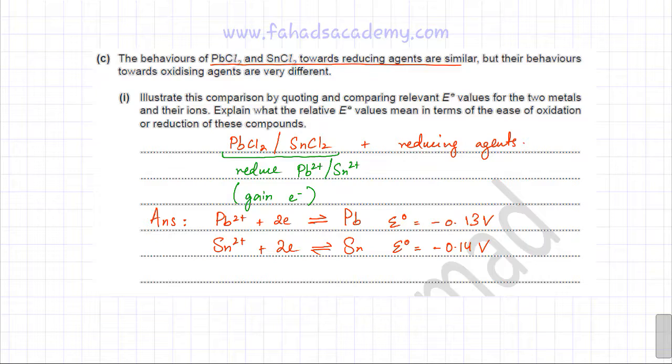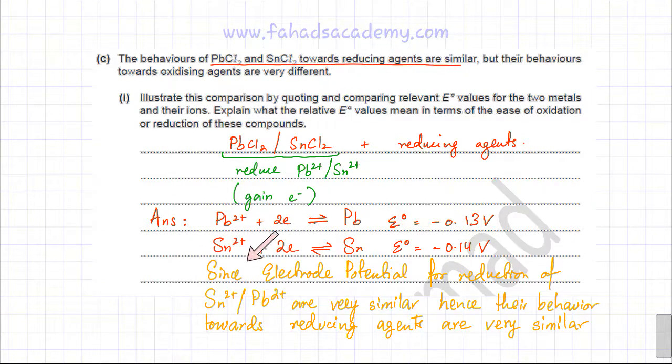So when I'm writing the answer to this question, I'm going to quote the two electrodes with either lead ions or Sn2+ ions. They're both getting reduced, they're gaining electrons. And I'm going to quote the electrode potential values. One has a value of minus 0.13 volts, the other one has a value of minus 0.14 volts. So they're pretty much similar. I'm going to add a comment that since the reduction potentials or electrode potentials are very similar, they have equal tendency to get reduced when reacting with reducing agents.